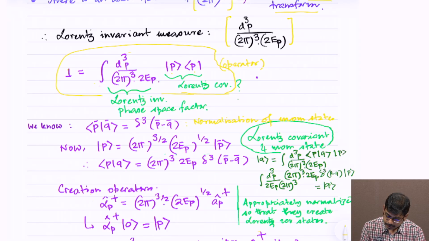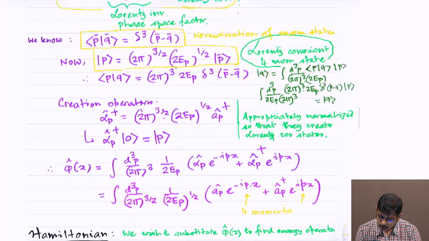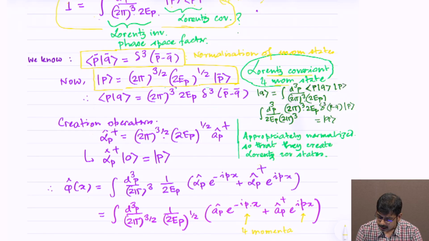First, let us remember that the normalization of the momentum states, the dot product ⟨p|q⟩, is going to give you δ(p − q). Remember, these p and q states are the 3-momentum states. Now, let us upgrade them to 4-momentum states, and define that |p⟩ is nothing but (2π)^(3/2) times (2E_p)^(1/2) times |p vector⟩. This is my definition of the Lorentz covariant 4-momentum state. Why did I define it like this?